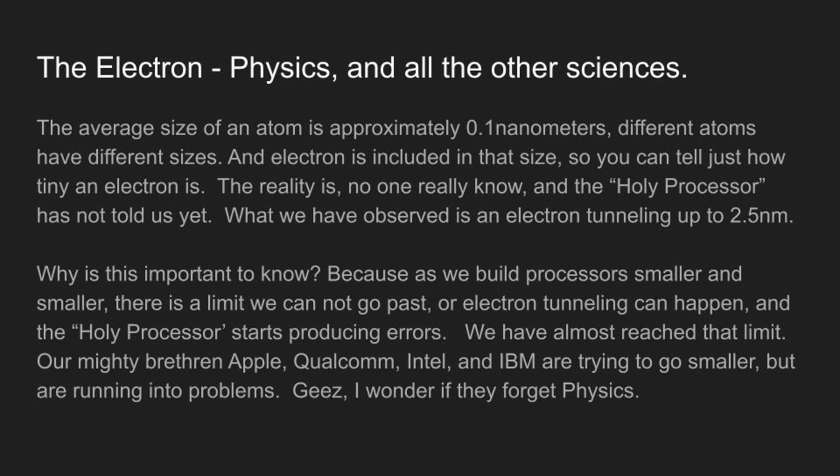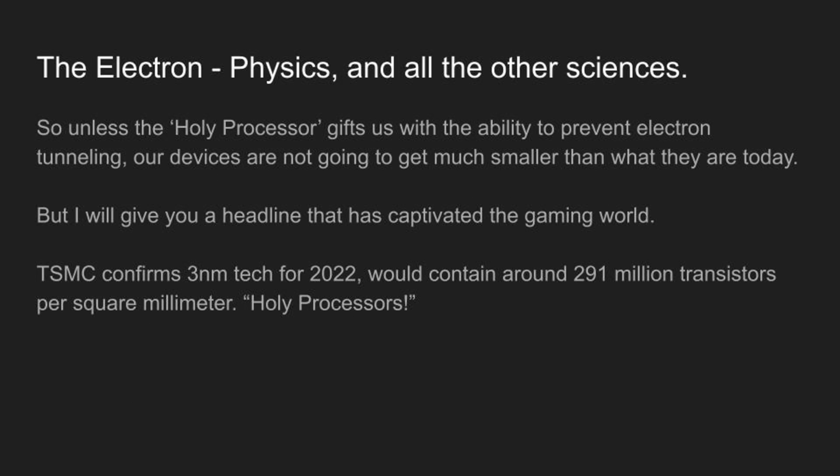And why is this important to know? Because as we build processors smaller and smaller, there is a limit that we cannot go past, or electron tunneling will happen and the whole processor will start producing errors. We've almost reached that limit. Our mighty brethren Apple, Qualcomm, Intel, IBM are trying to go smaller, but they're running into problems. Geez, I hope they've not forgotten about physics. So unless the holy processor gifts us with the ability to prevent electron tunneling, our devices are not going to get much smaller than they are today.